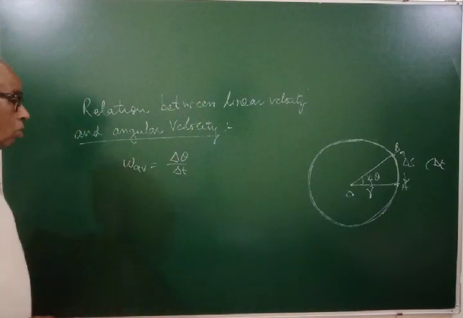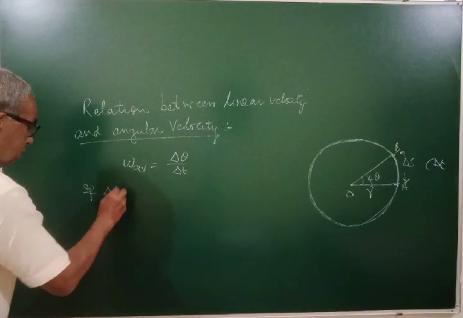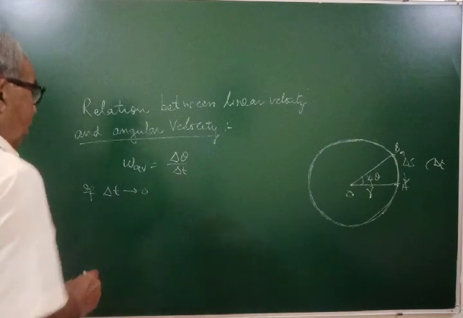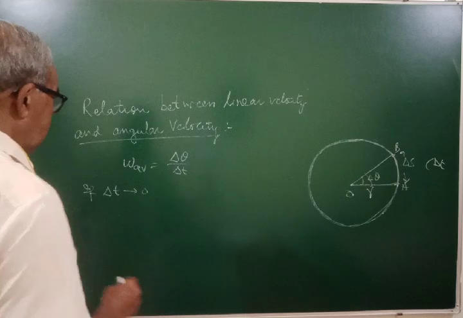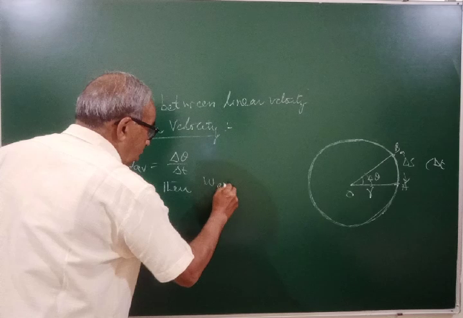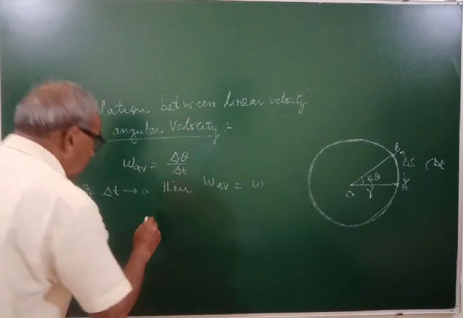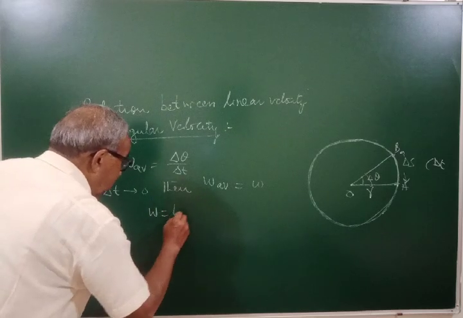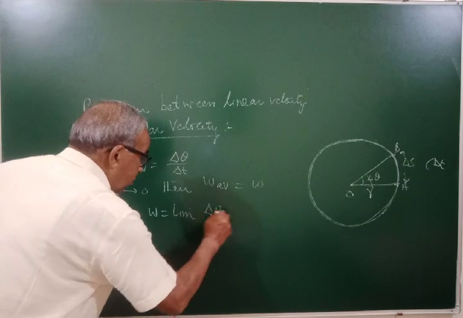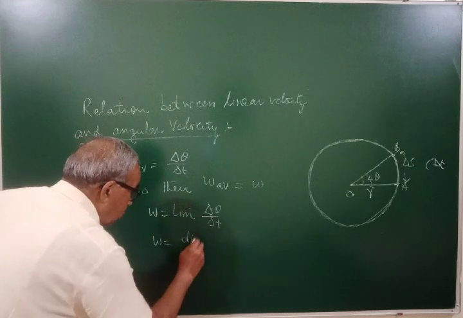Now, if delta t tends to 0, meaning it is small, then average angular velocity becomes instantaneous angular velocity. Omega average equals instantaneous angular velocity, and that is omega equal to limit delta t tends to 0 of delta theta upon delta t, or omega is equal to d theta upon dt.